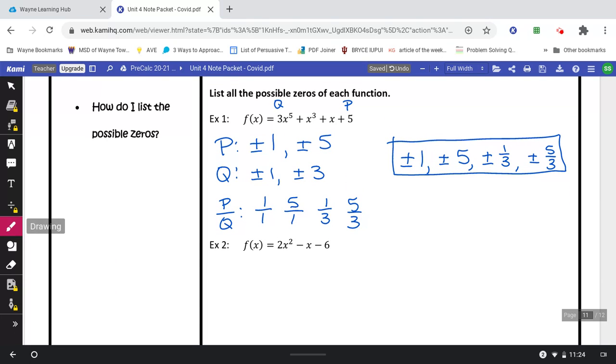Example number 2. We'll start by doing the p's, which is the 6, and the q's, which is the 2. Now, even though that 6 is negative, because we write a plus or minus sign on everything, it's not going to matter whether that 6 is a positive 6 or a negative 6. Numbers that multiply to 6 would be 1, 2, 3, and 6. The numbers that multiply to 2, just 1 and 2.